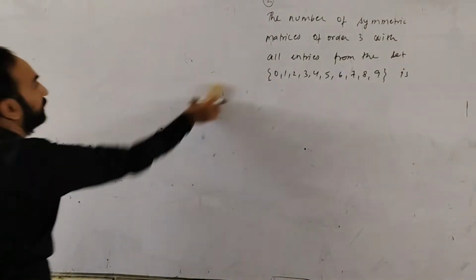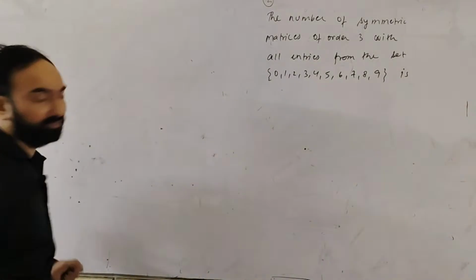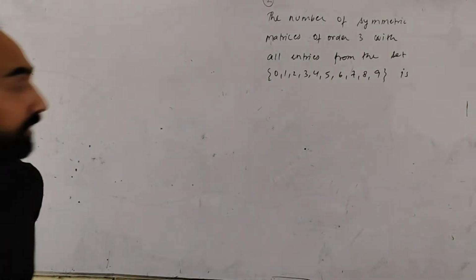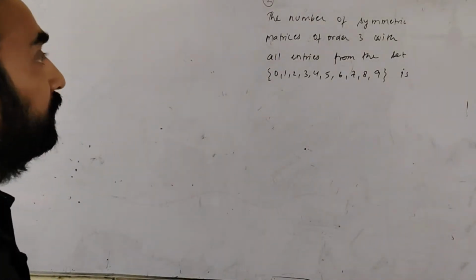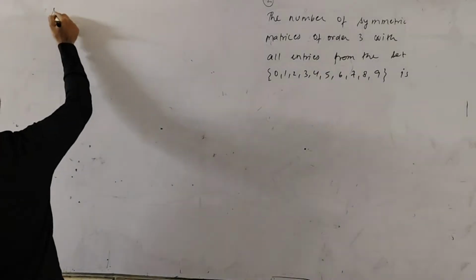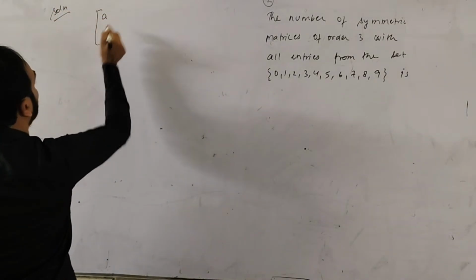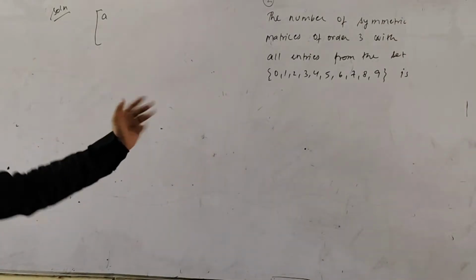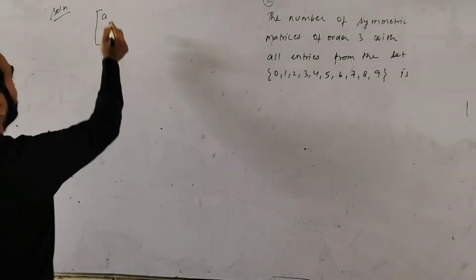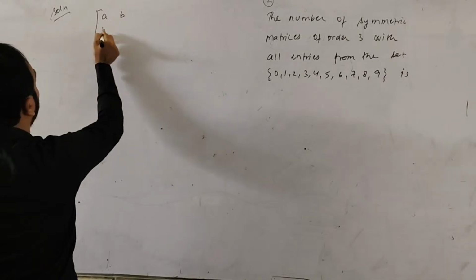First we'll write the format of the symmetric matrix. A symmetric matrix is what? A and A transpose will be equal, right? So first we'll find the solution. We'll write the format. Let's suppose you are writing it as A. Then if you are writing it as B, so this and this should be equal.